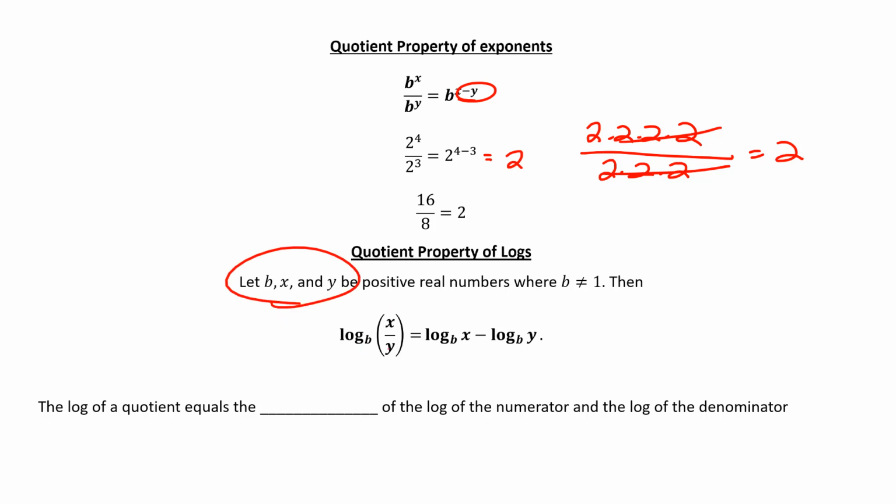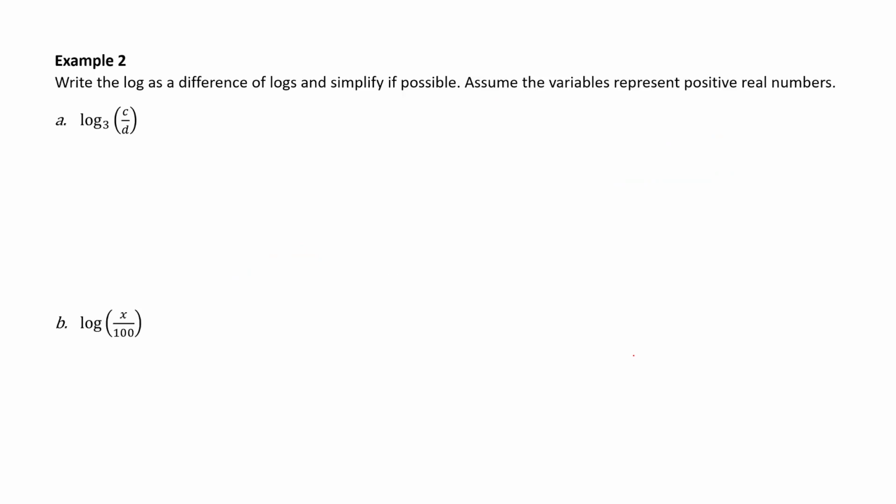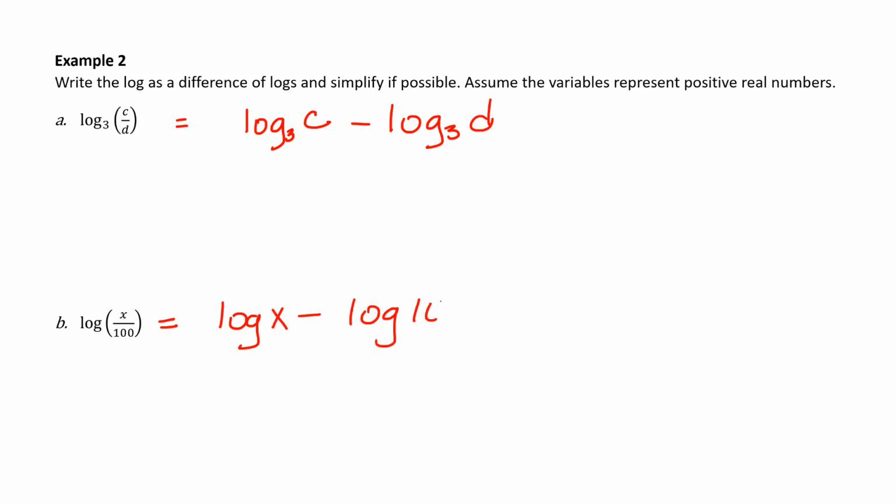So log base b of x over y is equal to log base b of x minus log base b of y. So the log of a quotient equals the difference of the log of the numerator and the log of the denominator. All right, so if we have log base 3 of c over d, we can write that as log base 3 of c minus log base 3 of d. Part B, we've got log of x over 100. We can write that as log of x minus log of 100, and we know that the common log of 100 is 2, so we could write this as log of x minus 2.